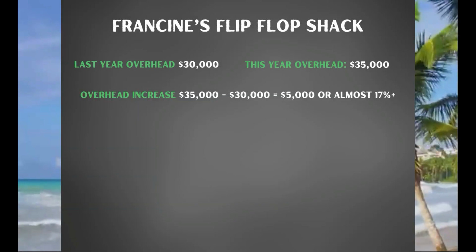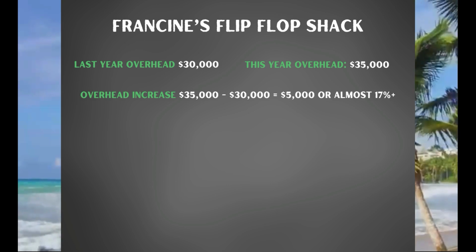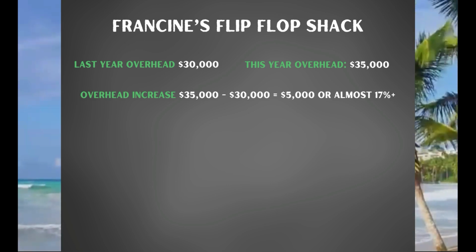Now, not only did Francine's direct costs go up, so did her overhead. Last year, her indirect costs were only $30,000. This year, they were $35,000, an increase of nearly 17%. Yikes. Again, a detailed P&L will help her figure out where those extra costs are coming from.